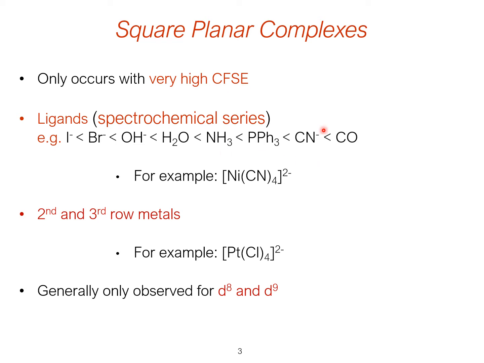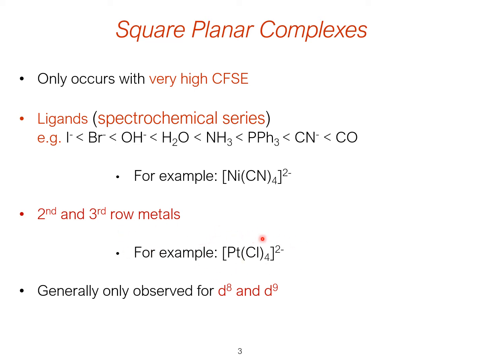For example, strong field ligands in the spectrochemical series, things high up here, like the cyanide anion. So for example, nickel tetracyanide is square planar, because it's got a strong field ligand. Also, second and third row metals, we said before, give a very large value of delta O. Therefore they can give us a very high crystal field stabilization energy. So things like platinum tetrachloride are also square planar.